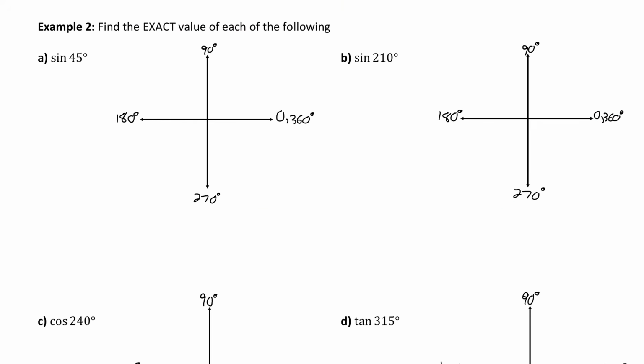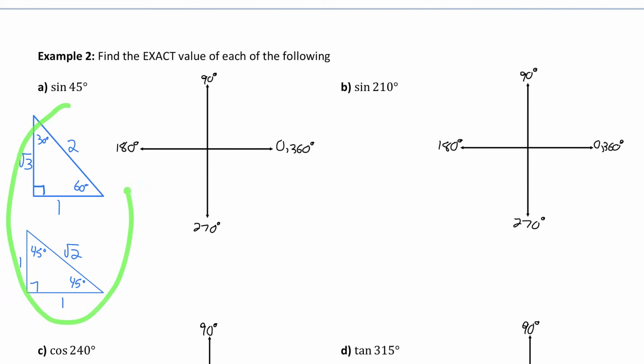Let's move on to where we're going to find the exact value of a bunch of trig ratios for angles bigger than 90 degrees. To do this question, you're going to have to remember your special triangles. Anytime we want the exact value of a trig ratio, you need your special triangles. I've redrawn the special triangles off to the side here. We'll need to reference those as we do these questions. The first question just asks for sine 45.